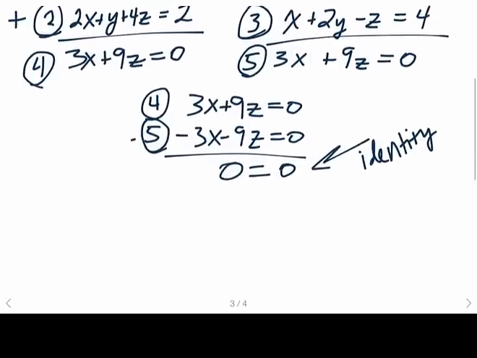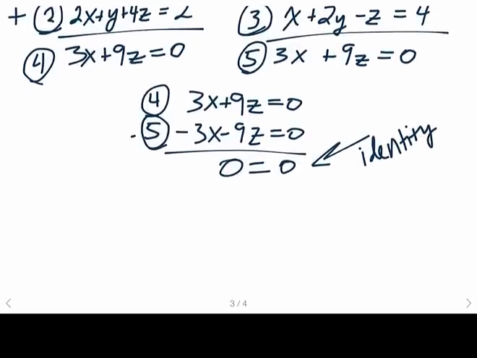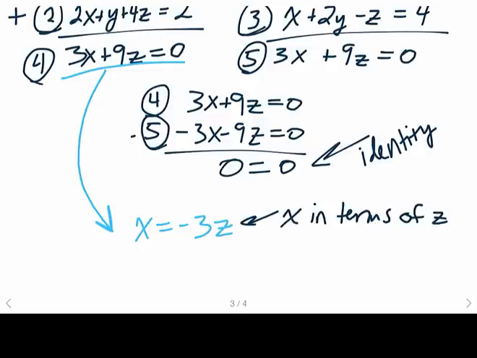So now what I need to do, and this is where it gets a little bit difficult, but I think we can work our way through it. What I want to do is take either equation 4 or 5. They're the same one, so it doesn't matter. And I want to solve for the variable that's easiest to solve for. Sometimes it'll suck no matter what. Looks to me, though, like I can solve for x and get x is equal to negative 3z. It's very important to note what we have right now. What we have is x in terms of z. In other words, what I have is x equals something with z.